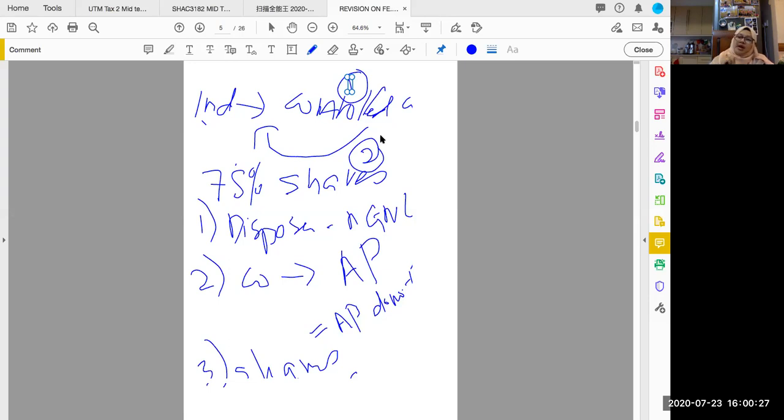Okay, so when you have these two conditions, to the individual it is a no gain, no loss. That is the first implication of this whole transaction. I will put it like this. This one is very important, you have to understand this.